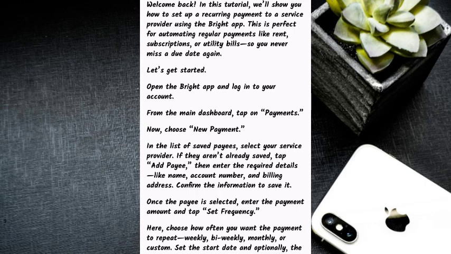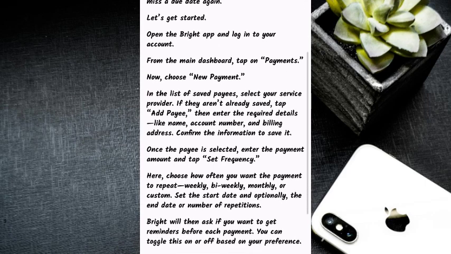Once the payee is selected, enter the payment amount and then tap Set Frequency. Here, choose how often you want the payment to repeat. Maybe it's weekly, bi-weekly, monthly, or you can just set a custom date. Set the start date and optionally the end date, or the number of repetitions.